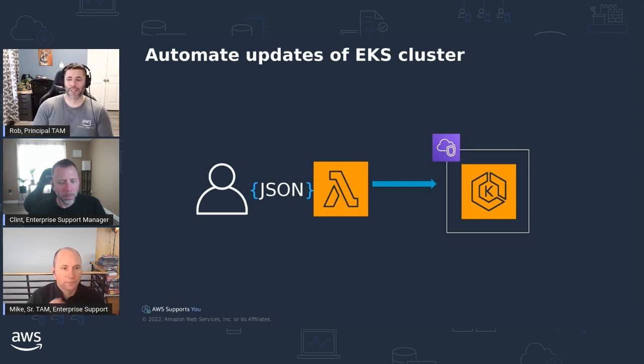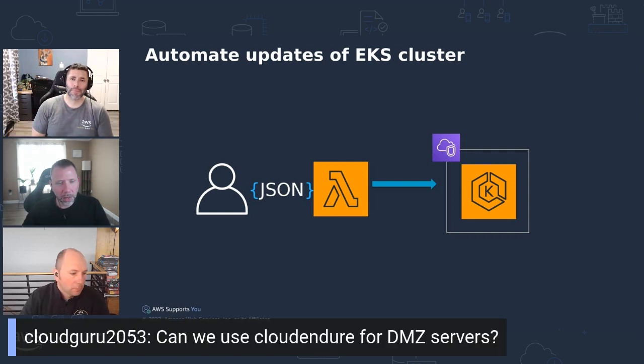All right. The follow-up question from Cloud Guru 2053: can we use Cloud Endure? Well, it's no longer known as Cloud Endure. They renamed the product to AWS Elastic Disaster Recovery, so you're looking for the correct service in the console or product documentation. Can we use that for DMZ services? I think the important thing there is making sure that you read the product documentation and have the correct ports open and communication from on-premises out to the cloud. That way you can establish connectivity and the jobs and tasks that you create flow as expected.